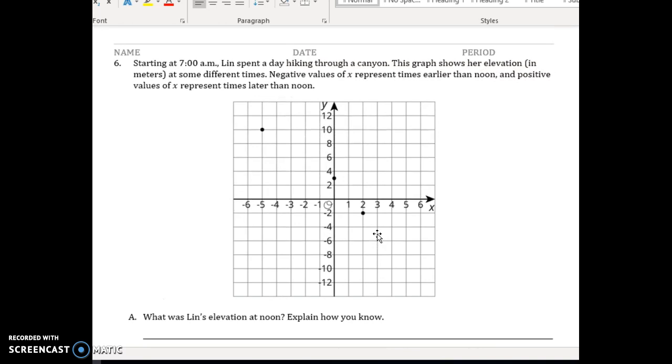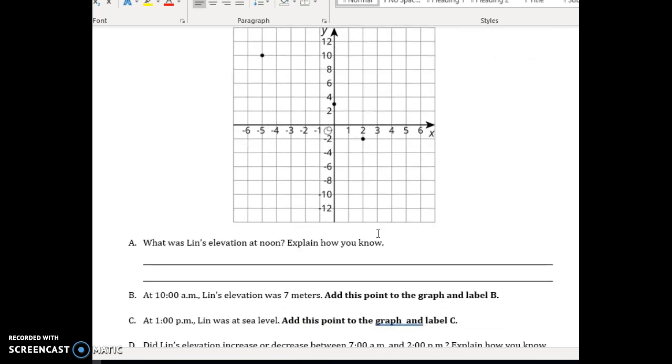Question 6. Starting at 7 a.m., Lynn spent a day hiking through a canyon. This graph shows her elevation in meters at some different times. Negative values of x represent times earlier than noon, and positive values of x represent times later than noon. What was Lynn's elevation at noon? Explain how you know.